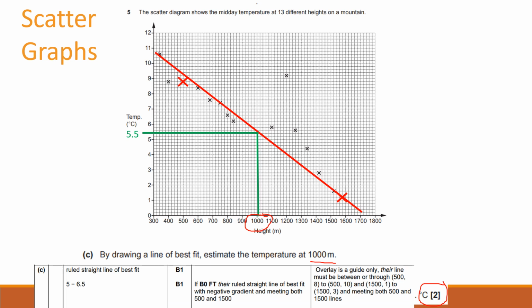Now the exam paper mark scheme says that you've got method marks, so a B1 mark for drawing your line of best fit, and then there's the second mark for getting any number between 5 and 6.5. So depending on where your line of best fit is drawn, any value between 5 and 6.5 will give you the second mark on part C.